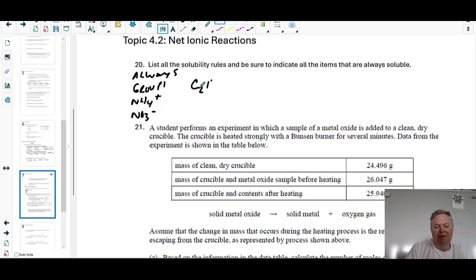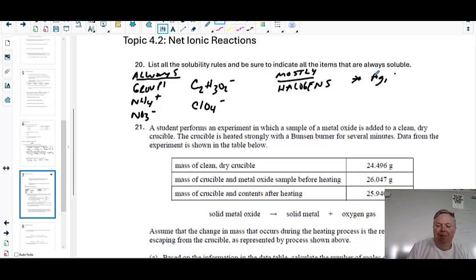C2H3O2 -1, that's your acetate, and also your perchlorate. So group 1, ammonium, nitrates, acetates, perchlorates: those are the ones that are always soluble. The ones that are mostly always soluble, we have our halogens, and those have that small exception that if they are mixed with silver, mercury, or lead, the exceptions make solids.